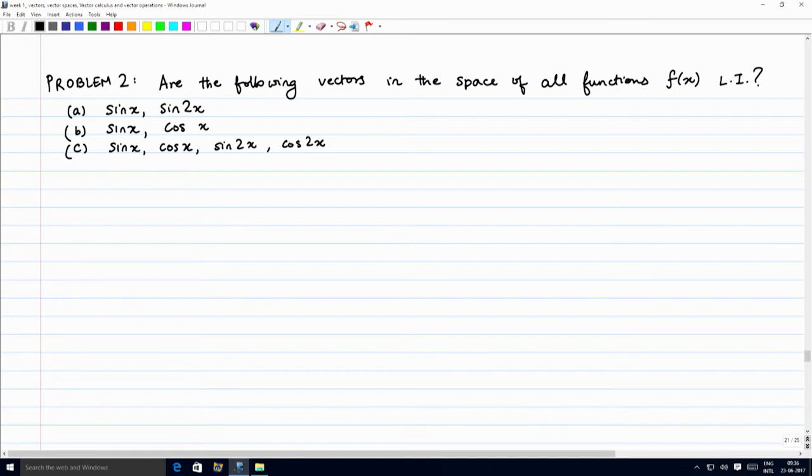Now, 2 functions are linearly dependent if one is proportional to the other. So, f1 of x and f2 of x are linearly dependent if f1 of x equals some constant times f2 of x, and this constant should be independent of x. Now, clearly all these functions are linearly independent.